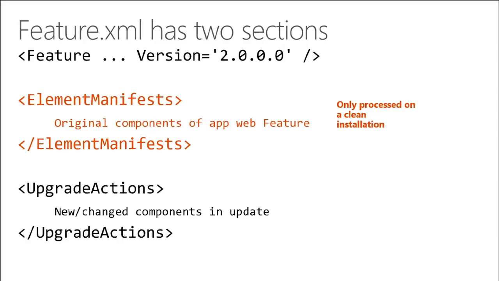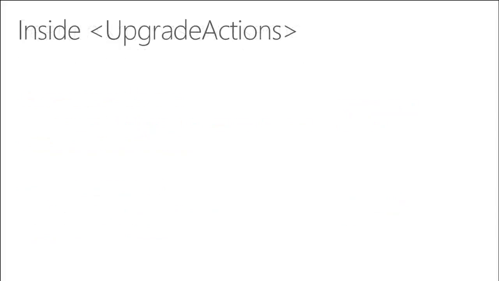The second major section is the upgrade action section, and as you can probably guess, this is where you put your markup for your new and changed components. Actually, that's actually the term, upgrade actions. See, they're not even consistent. This is processed on both installation and update. And of course it should be, because when you install for the first time, you want the new instance that's being installed on the website to be version 2. So you want this stuff here in the upgrade actions to happen, as well as the stuff in the element manifest section.